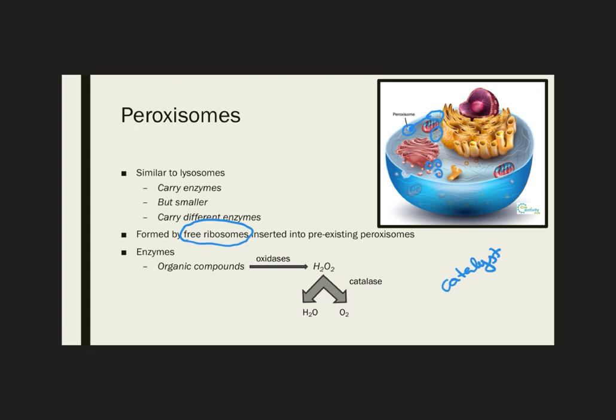Now, the enzymes within the peroxisomes perform a wide variety of cellular functions. One group of enzymes, oxidases, breaks down organic compounds into hydrogen peroxide, which is toxic to the cells. And catalase, another enzyme within the peroxisomes, then converts hydrogen peroxide to water and oxygen. Peroxisomes also absorb and break down fatty acids, and they are most abundant in liver cells, which remove and neutralize toxins that are absorbed in the digestive tract.